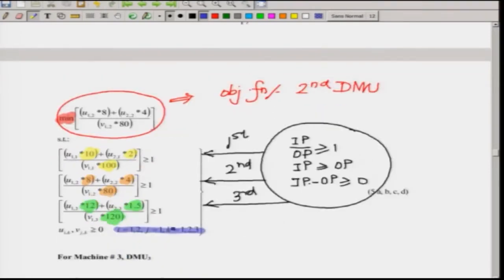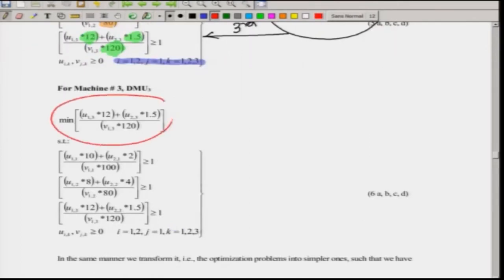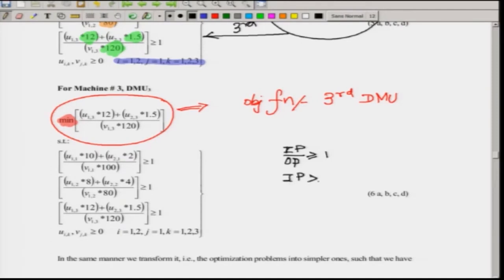Now, let us go to the third DMU formulation. So, this is the objective function for the third DMU, and again this red color is me highlighting the fact that it is a minimization problem. Now, the actual formulation is input by output being greater than 1, input greater than output, input minus output is greater than 0.